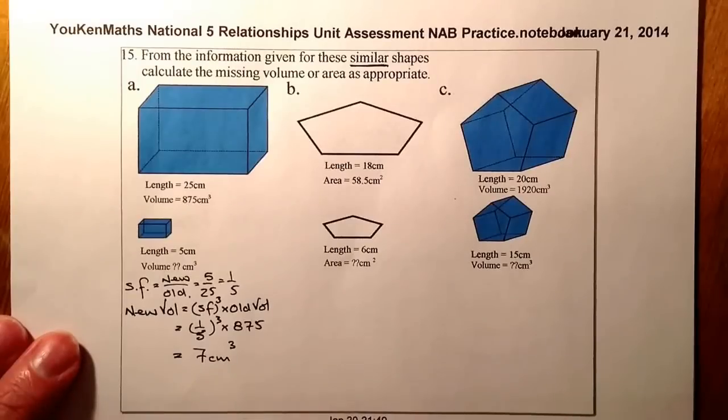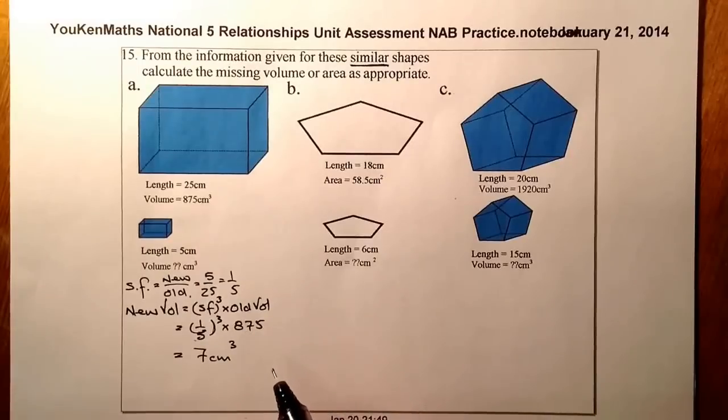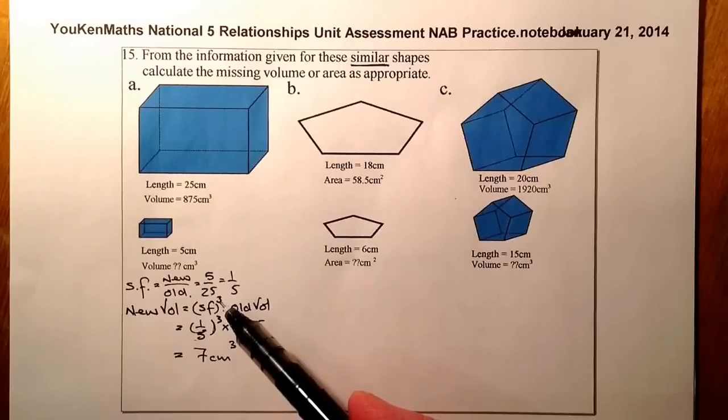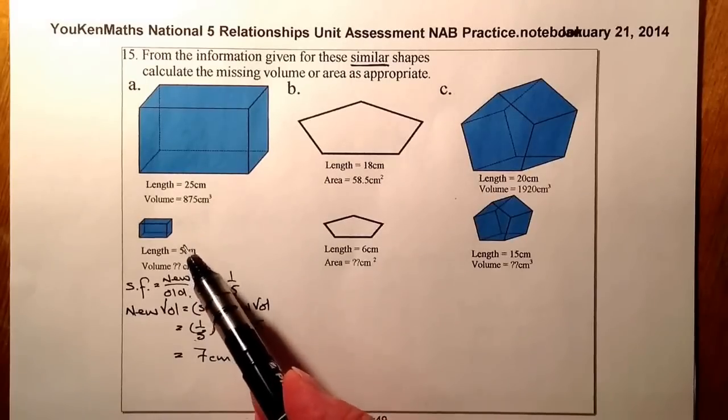Okay, so all I need to do is put that into the calculator, either using the fraction or open bracket 1 divided by 5 close bracket cubed times 875, and I should get the new volume. So that's considerably lower, so you must remember to use the scale factor cubed when we're working with volume.